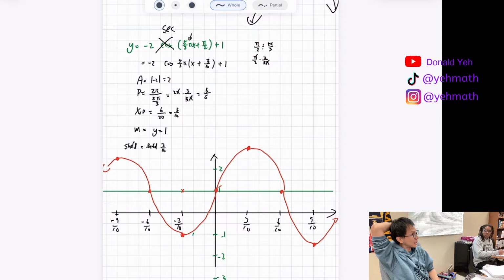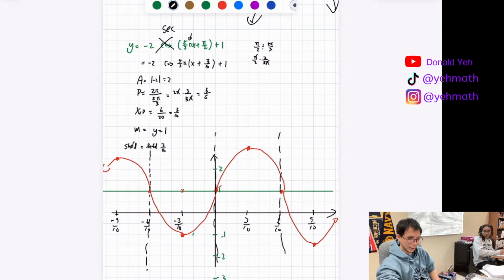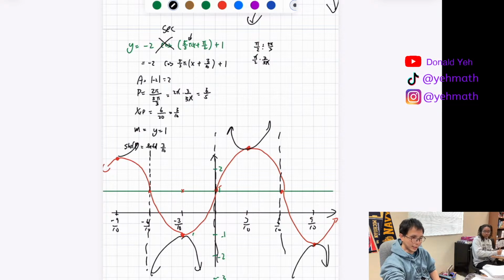If I just change it to secant, what would a graph look like? So it's going to create asymptotes first. I join the asymptote first, and I see this. And I can erase the red graph if I want, but that's going to be a secant graph.